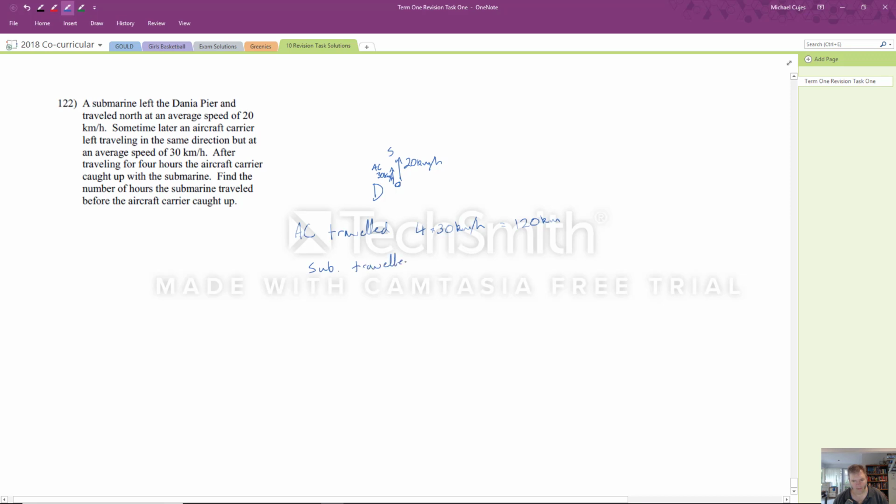So find the number of hours the submarine travelled. It travelled 120 kilometres at 20 kilometres per hour. So how many hours is it going to take at 20 kilometres an hour? It's going to travel for 6 hours before it reaches 120 kilometres. You're done. You made it.